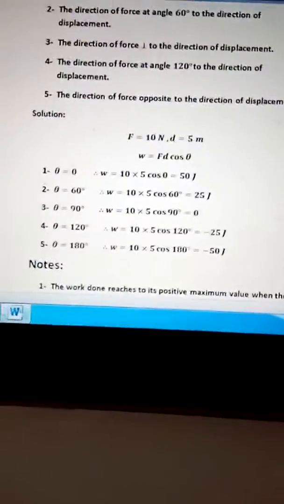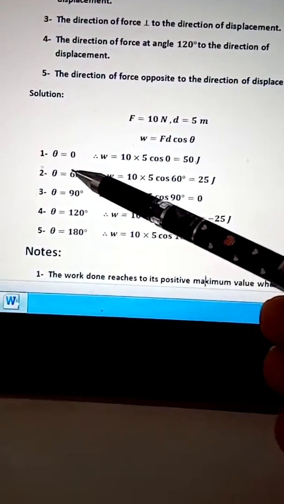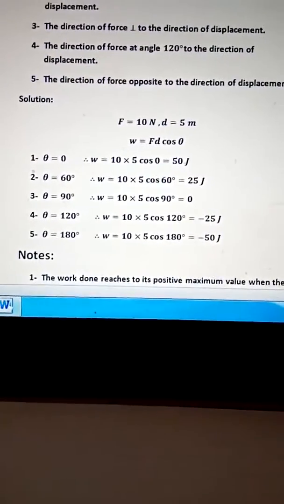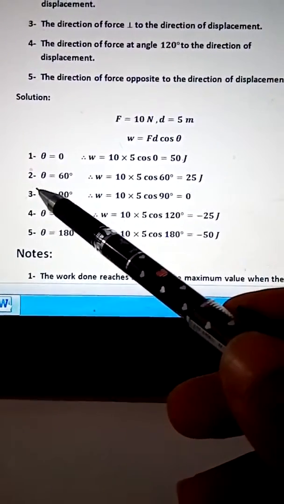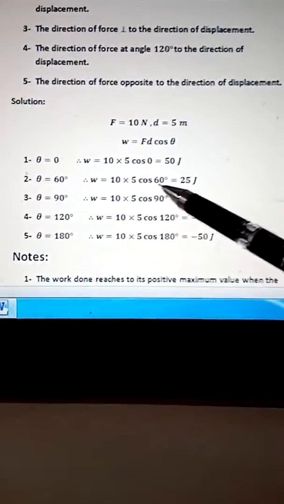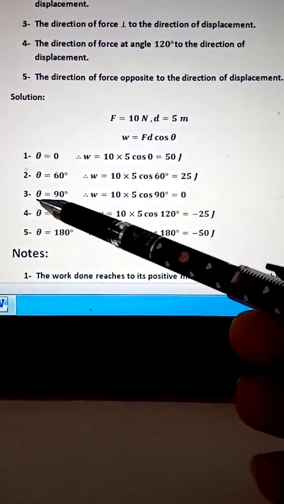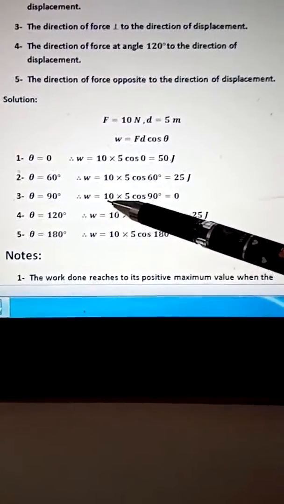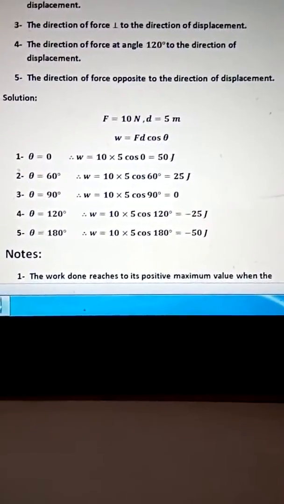Number 1, as the direction of force is in the same direction of displacement, it means that angle theta equals 0, and then work done is 10 times 5 cosine 0, which equals 50 joule. Number 2, the angle between direction of force and displacement equals 60 degrees, then work done equals 10 times 5 cosine 60, equals 25. Number 3, as the acting force is perpendicular to the displacement, theta equals 90 degrees, then work done equals 10 by 5 cosine 90, which equals 0.